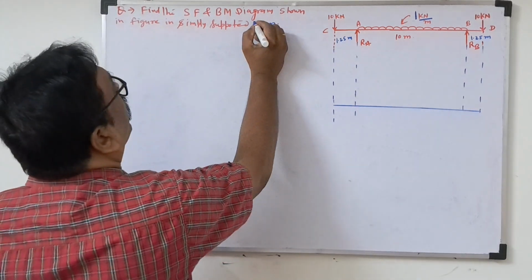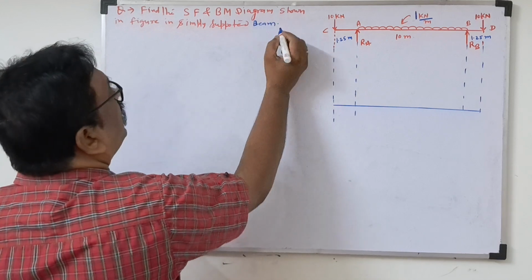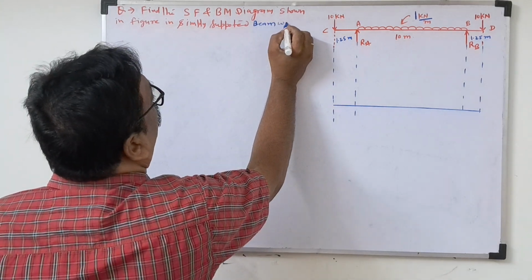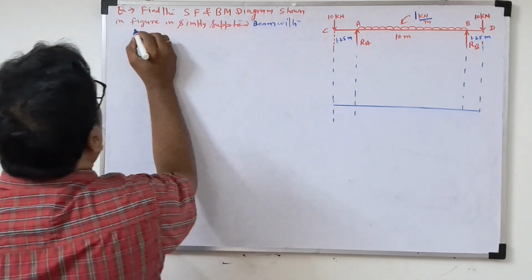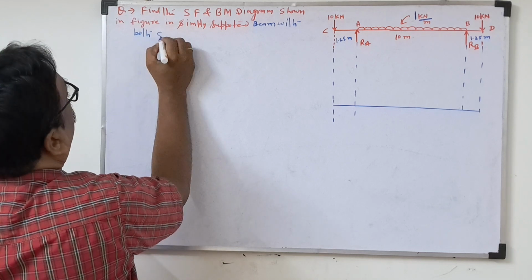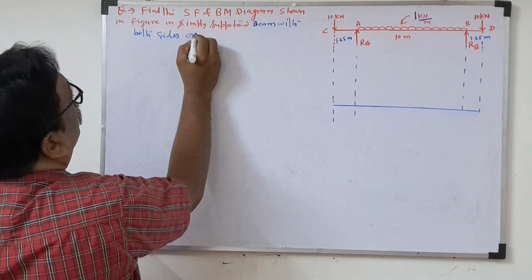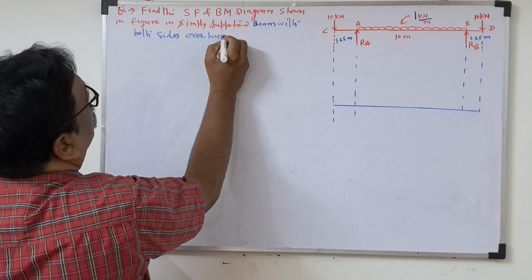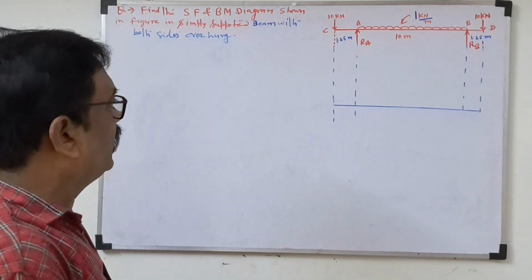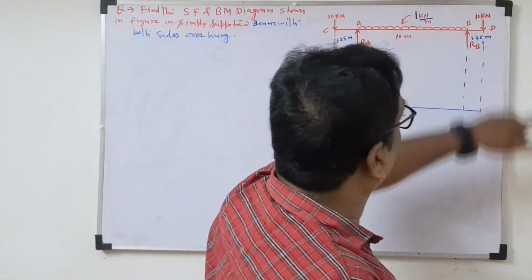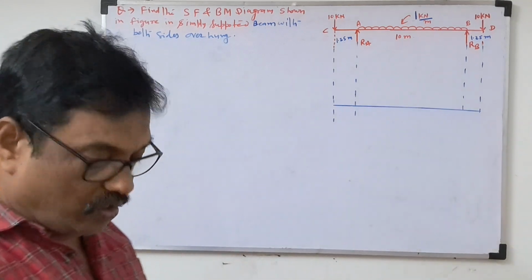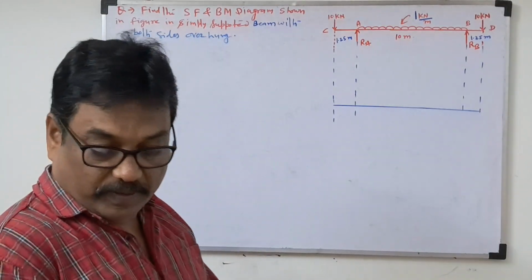with overhang. Both sides will be overhang: C to A overhang, B to D overhang. Okay, so now we are going to solve this question.